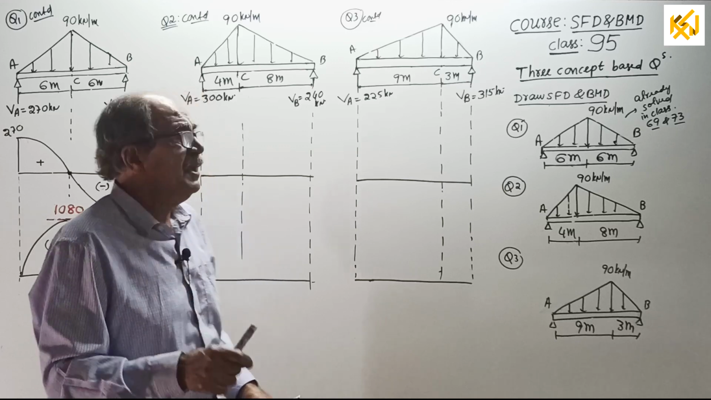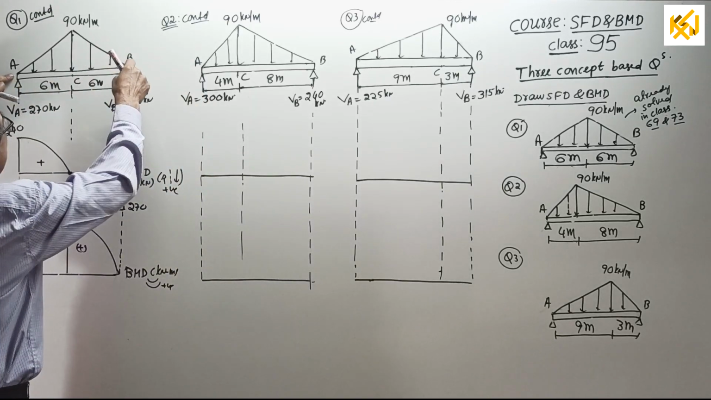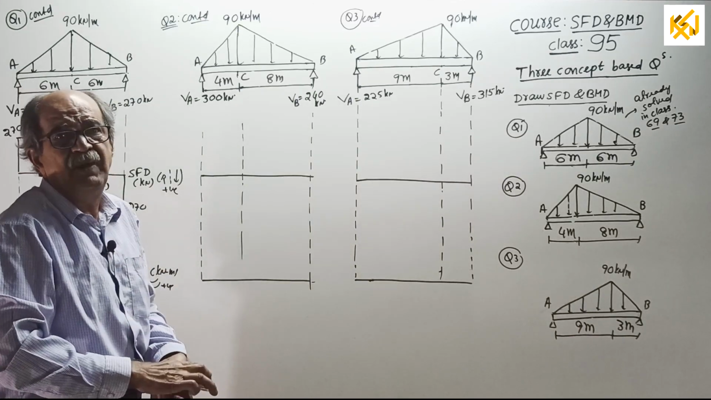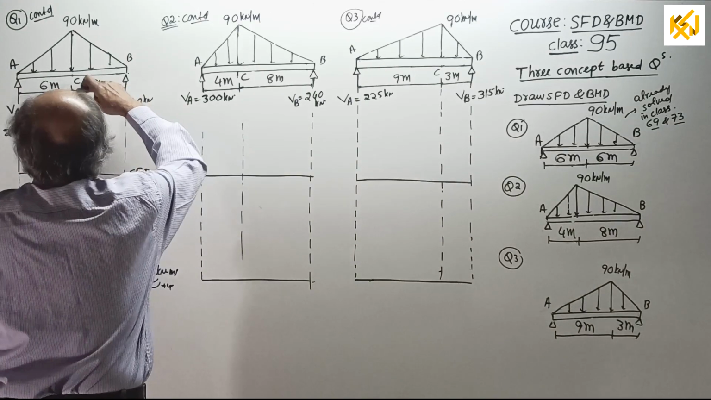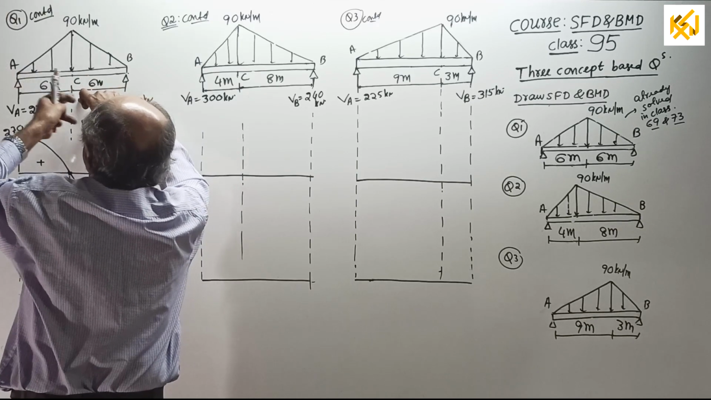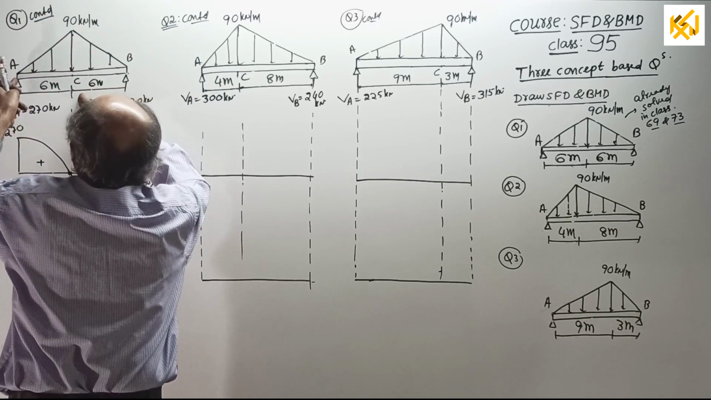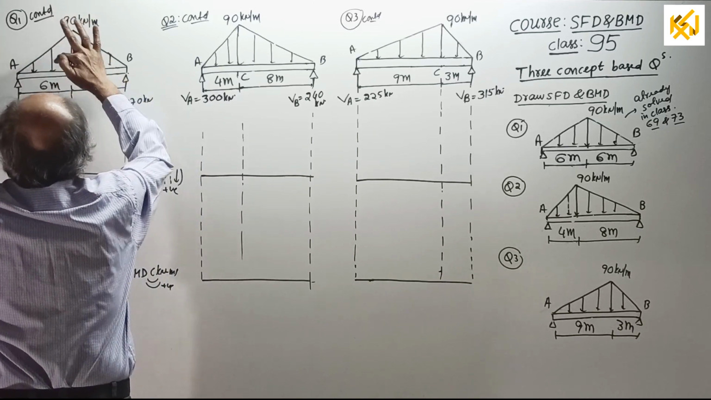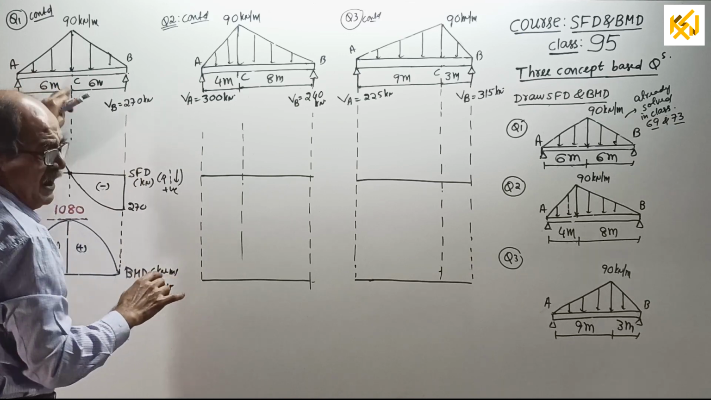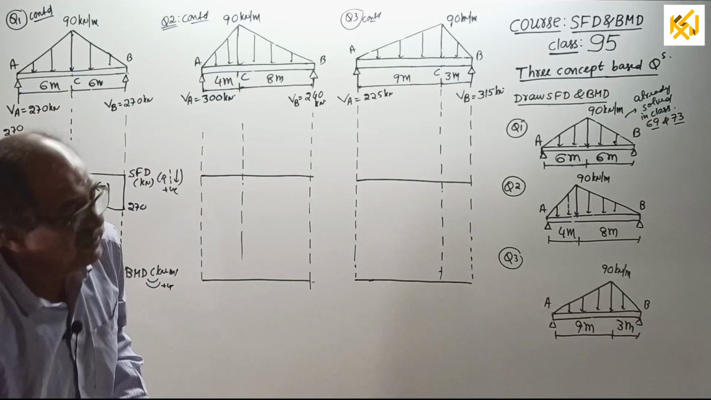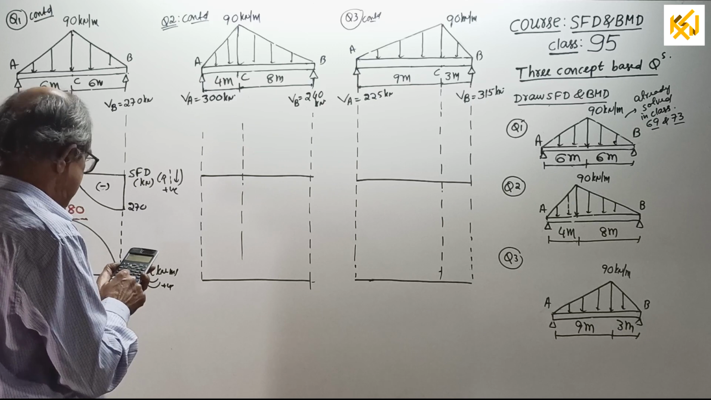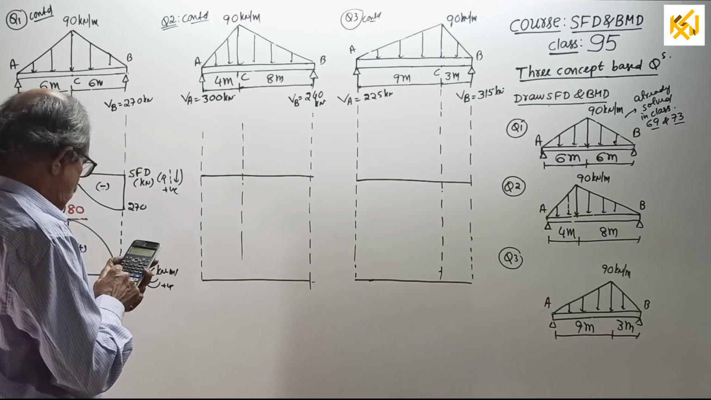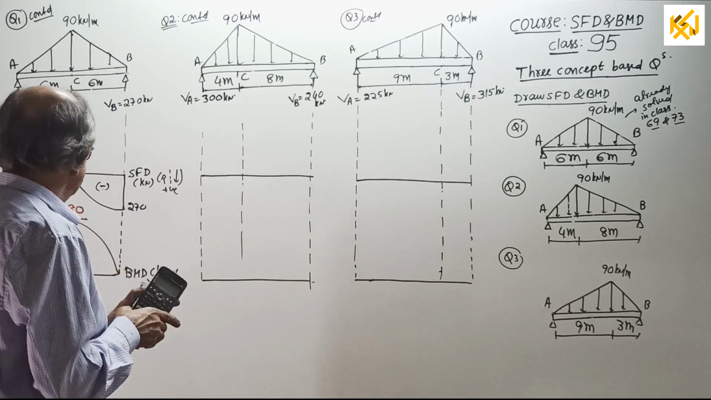Now, calculate BM. BM at A is 0, BM at B is 0, BM at C. Look this side. You should calculate. I am not explaining why. How many times do I have to tell? Plus 270 into 6, minus half into 6 into 90, which is the total load, into 1/3 of 6, will give the BM at the center. That will come to 1080.